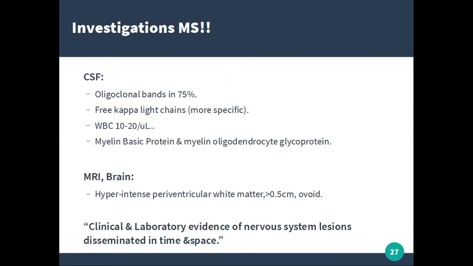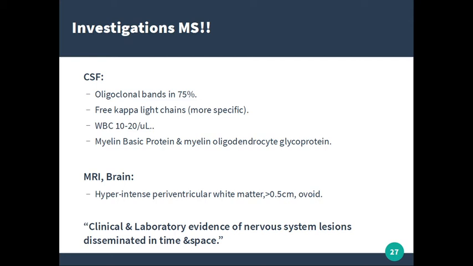So what are the investigations for MS? The next step in our thinking sieve is what are we going to do as an investigation. In MS, you can take a lumbar puncture for CSF and you're going to look at the oligoclonal bands. Usually in MS, patients have oligoclonal bands present in 75% of the cases. There are free kappa light chains, which are more specific, and the white cell counts are usually between 10 to 20 per microliter. Myelin basic protein and myelin oligodendrocyte glycoproteins are also specific for MS.